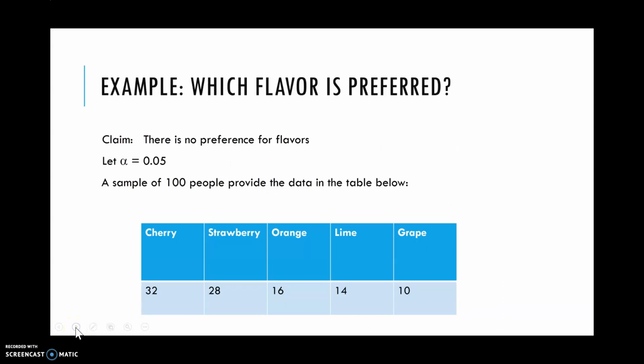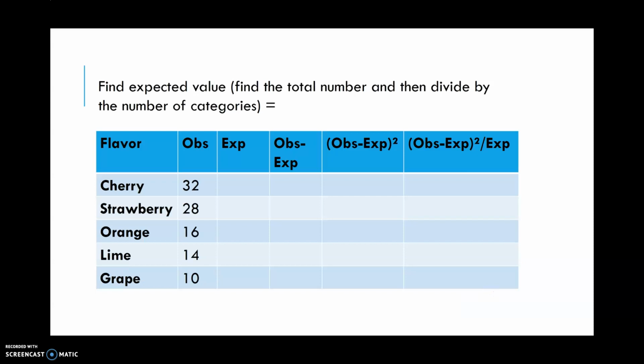All right, let's look at another one of those. So the claim is that there is no preference for flavor of ice cream. I could pretty much tell them the answer to that right now, but we're going to let alpha be 0.05 again, and we're going to sample 100 people. And when we sampled them for cherry, strawberry, orange, lime, and grape, here are the responses that we got. So let's create our chi-square table.